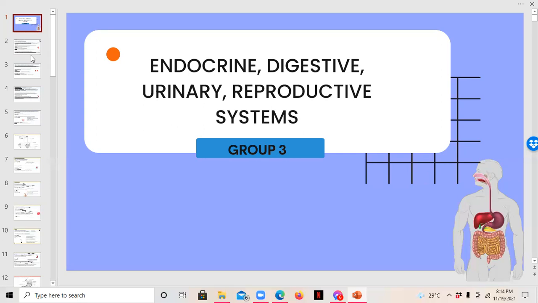Lastly, the reproductive system. The reproductive system of an organism, also known as the genital system, is the biological system made up of all the anatomical organs involved in sexual reproduction. Many non-living substances such as fluids, hormones, and pheromones are also important accessories to the reproductive system.